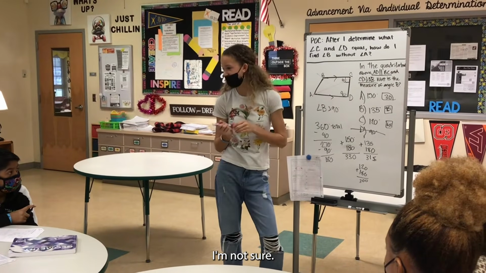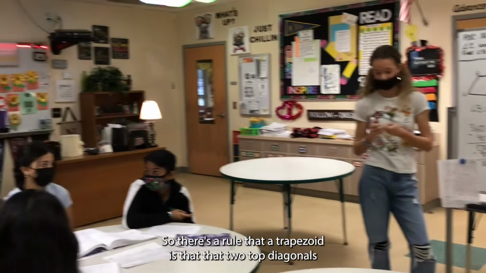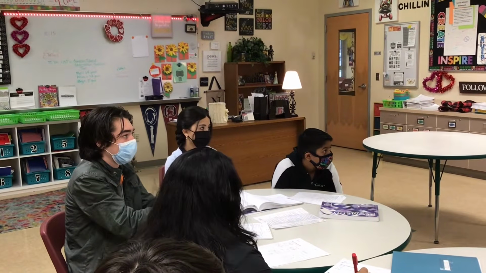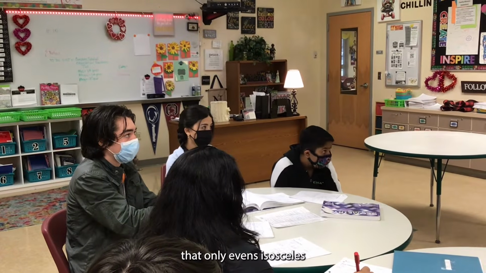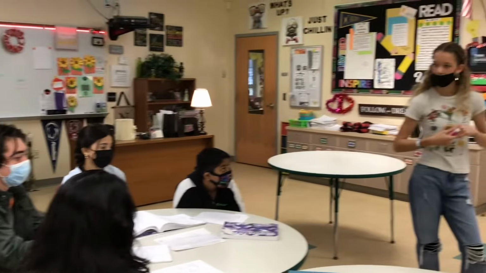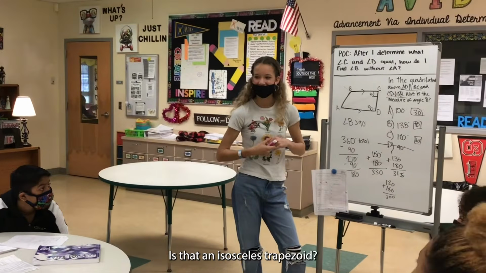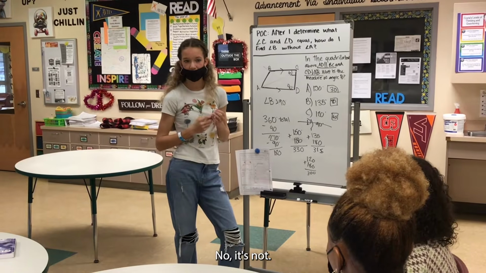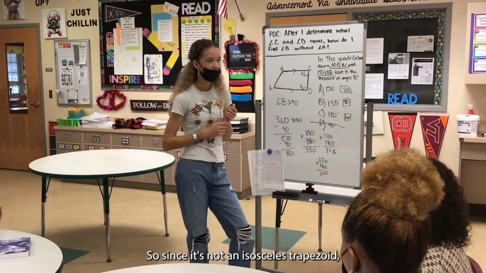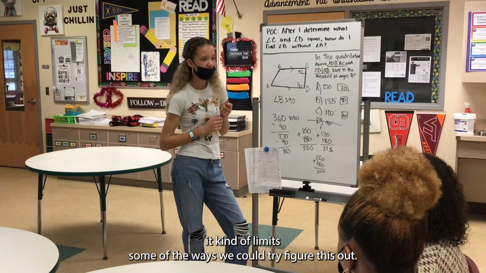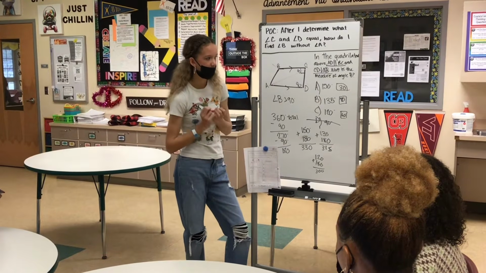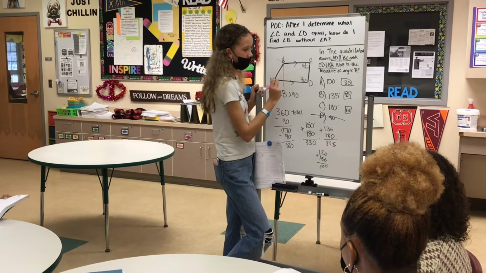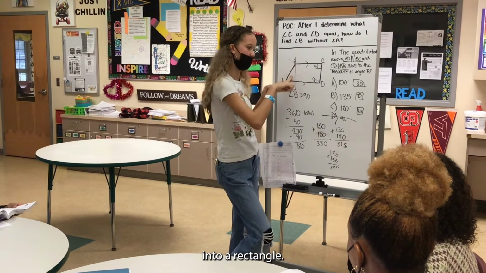I'm not sure. Okay, so there's a rule about the trapezoid that the two diagonals, I think, are congruent, but maybe. Is that only with isosceles? I'm not sure. Is that an isosceles trapezoid? No, it's not. So since it's not an isosceles trapezoid, it kind of limits some of the ways we could try and figure this out. But we could try and split it up into a rectangle and a triangle.